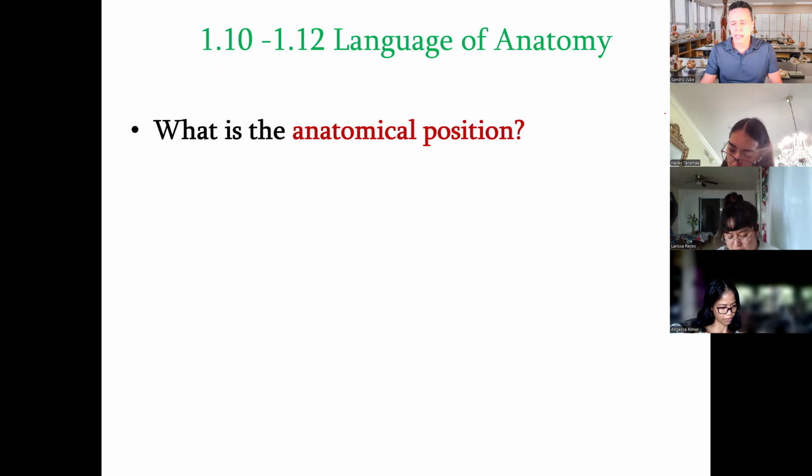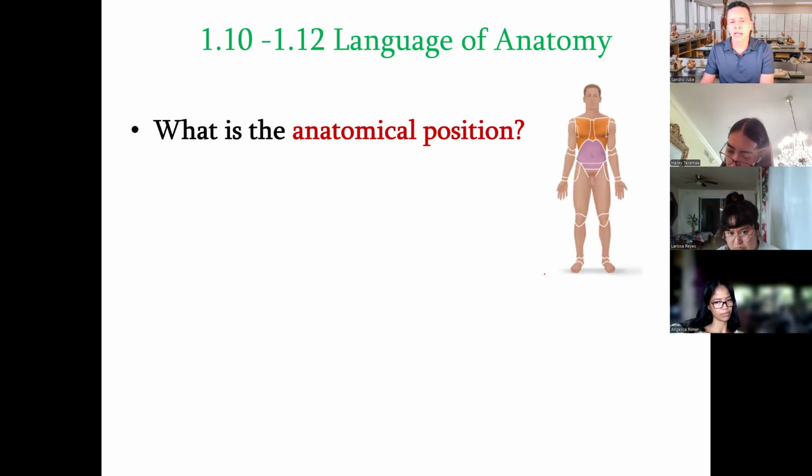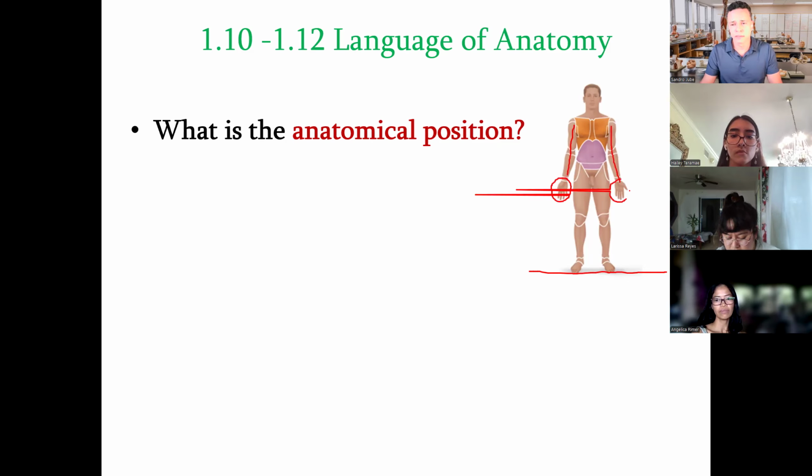What is this? The standard universal position, guys, is when an individual is standing upright, the feet are parallel on the ground, the arms are to the side of the body, and the hands are open and facing forward, just like this. Not closed, not facing backwards, facing forward. That's what we call a standard anatomical position.